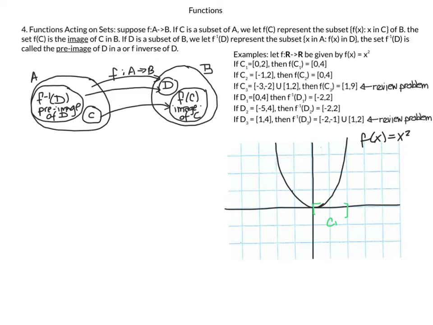I've come back to this example where we let f be a function from the real numbers to the real numbers, and we define f by f of x is equal to x squared. So I have that graphed here, so you're familiar with this example.